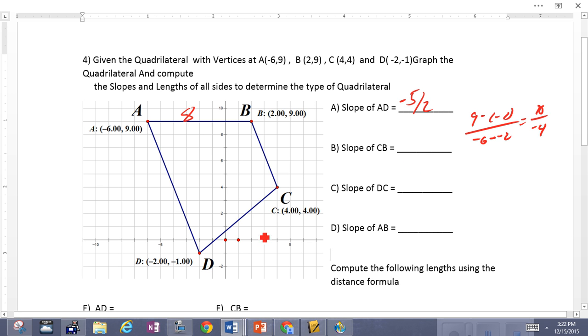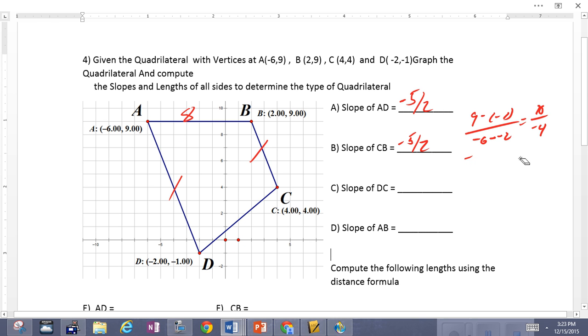The slope of CB is going to be the difference in the y's, which is 9 minus 4, which is 5, over the difference in the x's, which is 2 minus 4, which is negative 2. So that's 5 over negative 2, which is negative 5 over 2. So I know that these two have the same slope. I'm going to mark them off, which is telling me that my suspicion that this was a trapezoid holds, which at this point it is. I don't think I'm going to find these other slopes to be equal, but let's do the computation anyway.